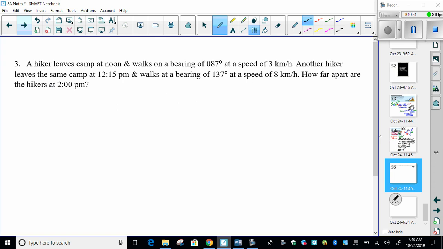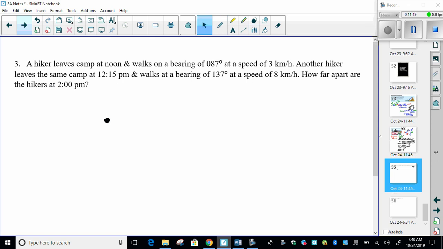Okay, then the last example that we have, this one is dealing with bearings. And bearings always go from north. And then they always go clockwise. Unless they start talking about some other pieces of information, bearings always start from the north and go clockwise. So we have a hiker that leaves camp. So here's my hiker. This is where he's starting. And he leaves camp and walks on a bearing of 87 degrees.